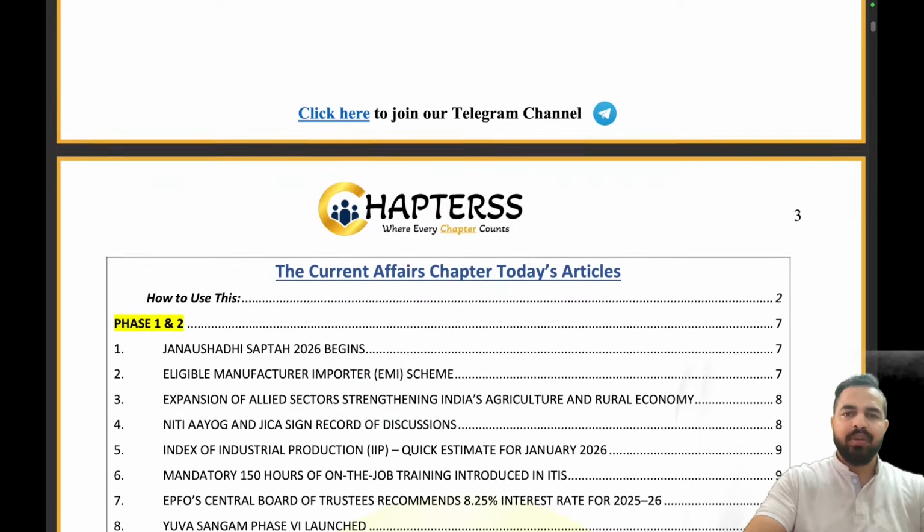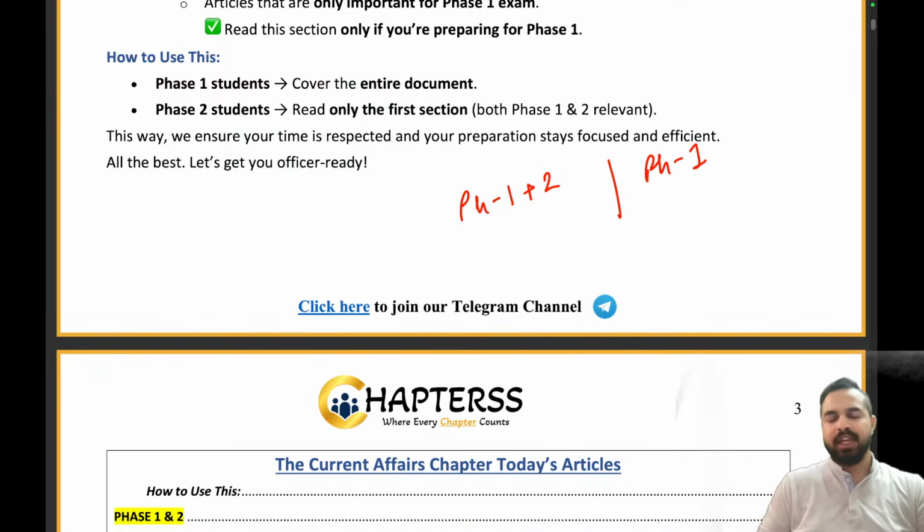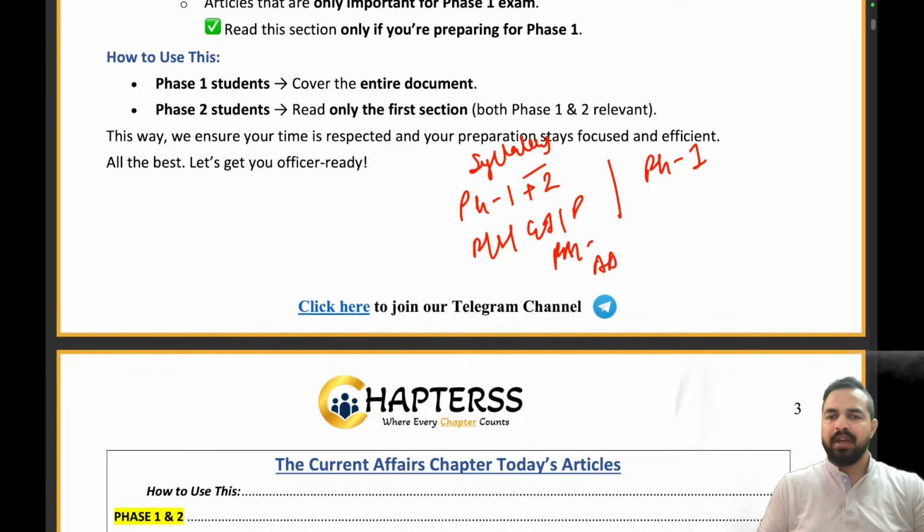Now again I would like to tell you that we divide these current affairs chapters into two parts, phase 1 and phase 2. The articles which are directly related to the syllabus are important for both phase 1 and phase 2, like reports, schemes, government initiatives, programs, RBI notifications, and even the agriculture related current affairs articles for the NABARD examination. So don't worry guys, the people who are preparing for NABARD, these sessions are also helpful for you as well.